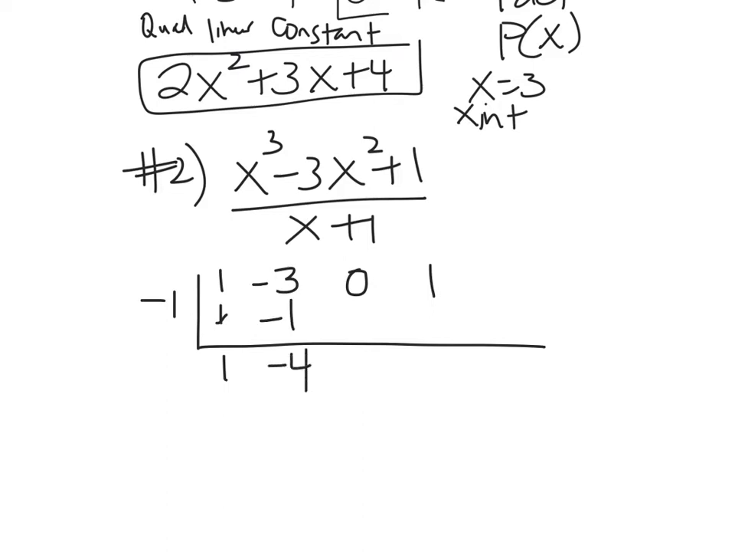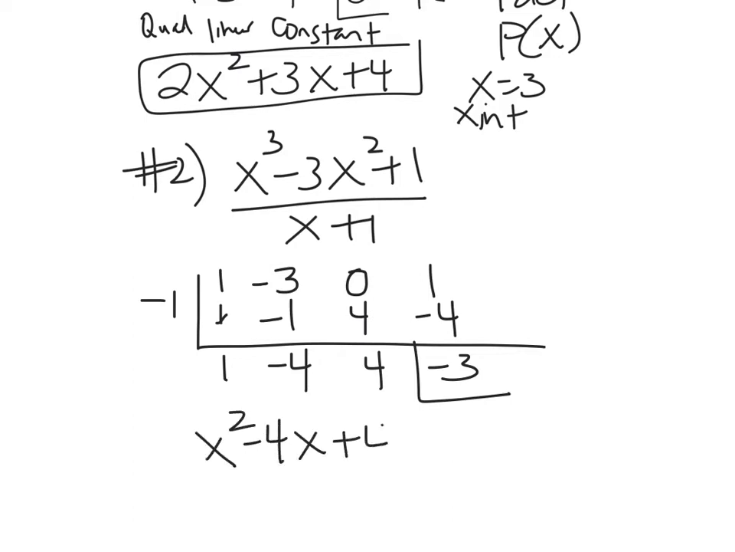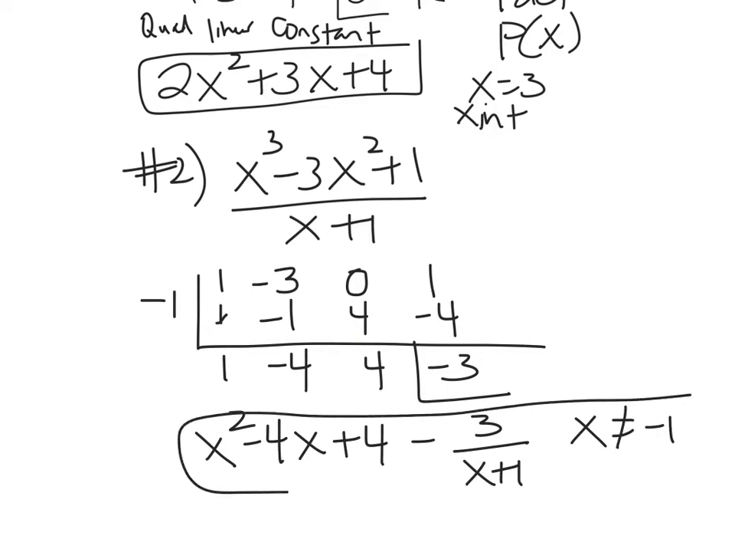Negative 4 times negative 1 is positive 4. Add. 4 times negative 1 is negative 4. Add those, you get negative 3. So this time I ended up with a remainder, and here's how we want to write our answer. We have x squared minus 4x plus 4 minus 3 over x plus 1, and x cannot equal negative 1. That would be the complete answer for that.